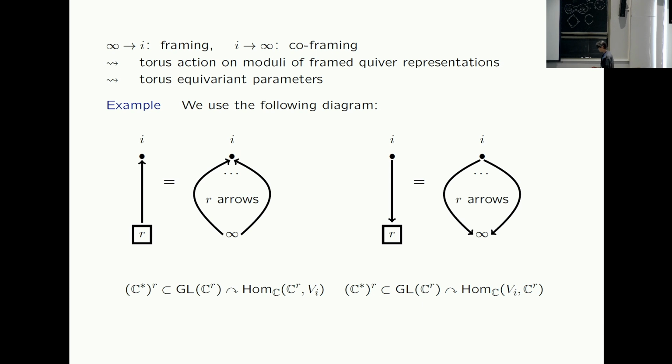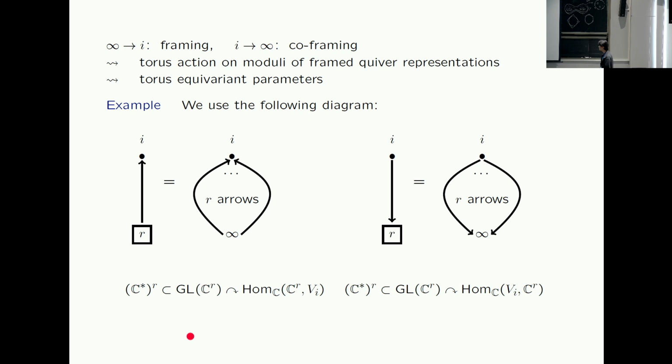And I would like to present some examples of framed moduli of framed representations. So let us introduce the following notations. If we have r arrows from infinity to index I, we write this symbol. And if we have r arrows from index I to the framing vertex, we use this symbol.